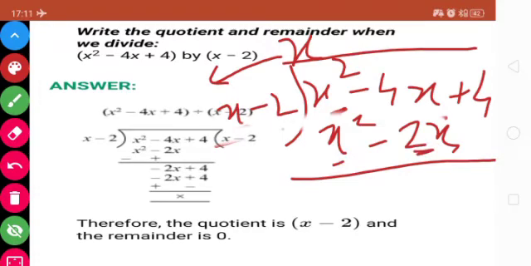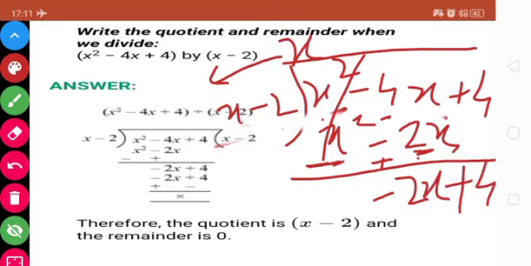Now subtract this. When you are dividing, you subtract the second from the first. So when you subtract, this will be negative. So x square cancels, and here minus becomes plus. So this will be minus 4x and plus 2x, so this will be minus 2x. And plus 4 is there, plus 4 it is.